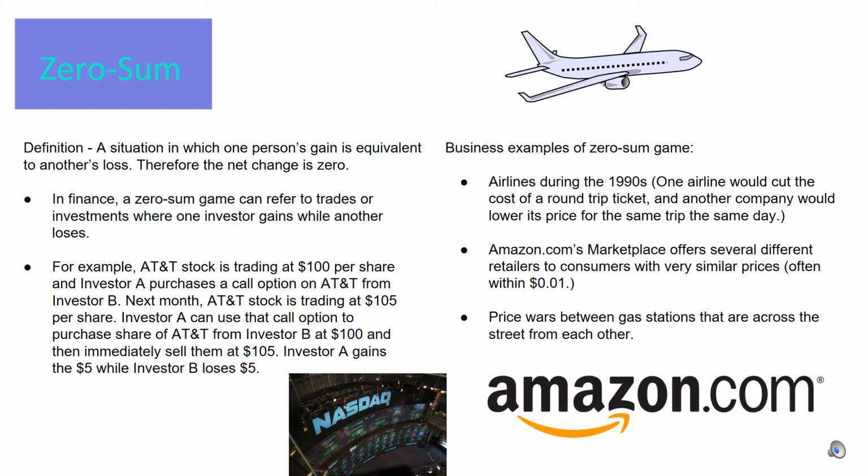There are many different applications of zero-sum game theory in the real world. Business examples of zero-sum games include airlines during the 1990s. One airline would cut the cost of round-trip tickets, and another company would lower their price on the same trip the same day. Amazon.com's marketplace offers several different retailers to consumers with similar prices, often within a penny. One more example which we've all seen are the price wars between gas stations that are across the street from each other.